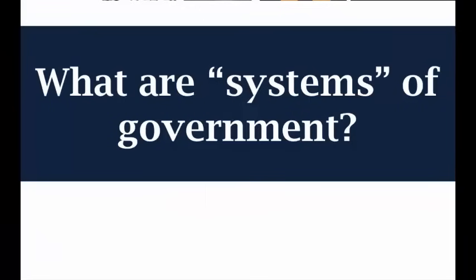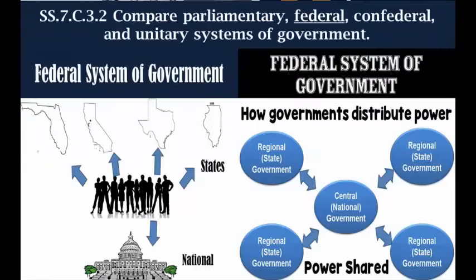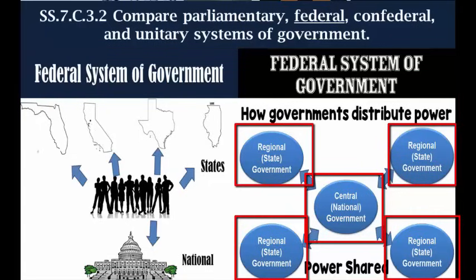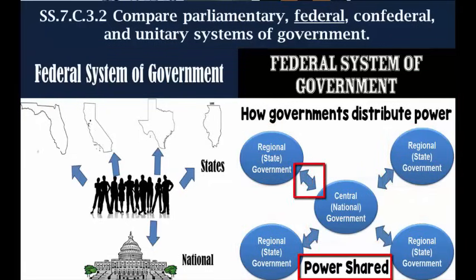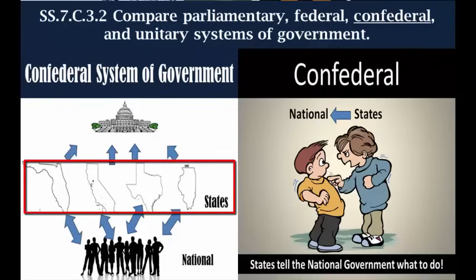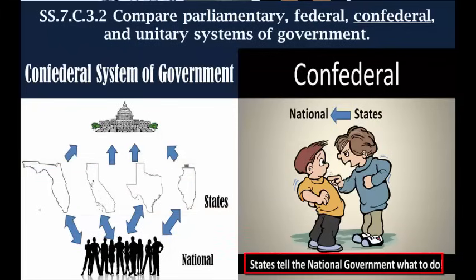Your next question: what are systems of government? Systems of government describe how power flows between the different levels of government. For instance, America has a federal system of government in which power is shared between the national or central government and state or regional governments. Look for arrows explaining the direction power flows. In a confederal system, which America had during the Articles of Confederation, the states or regional governments had all of the power, and they tell the national or central government what to do. There aren't many confederal systems left, but there are a few.